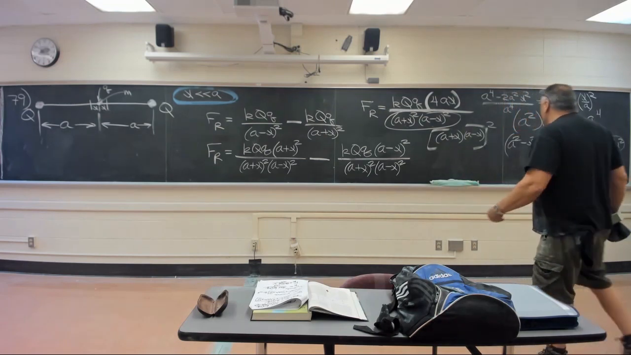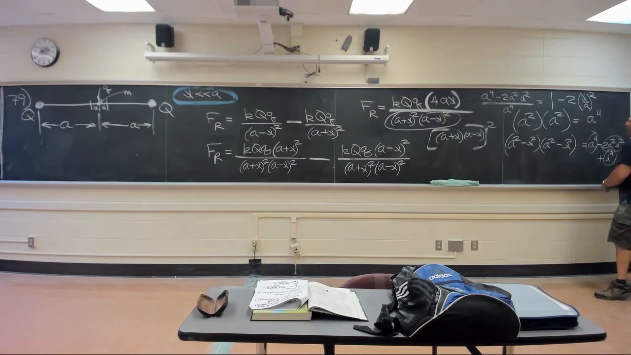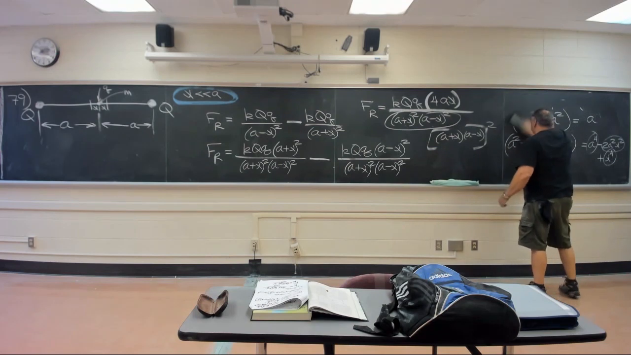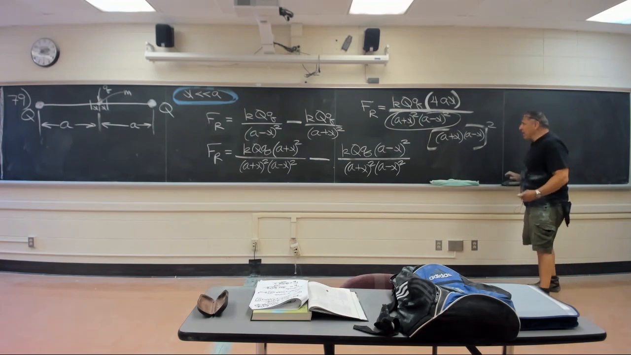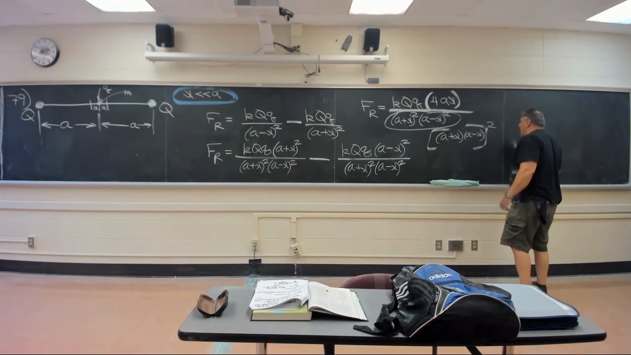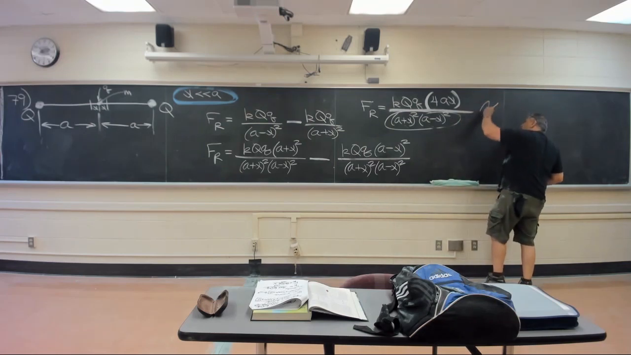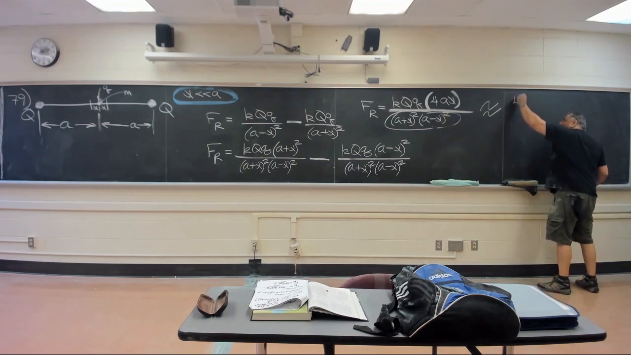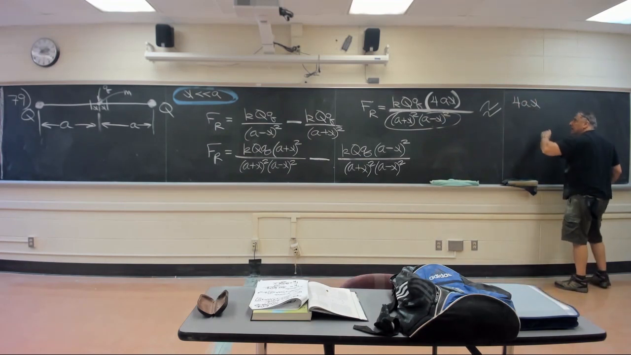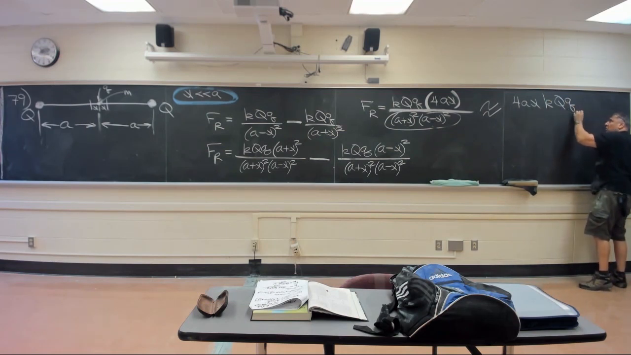So forgive me for kind of beating this thing up a little bit, guys, but when they're saying they're about equal, it's not something they're just throwing at us randomly. It's a valid argument. We said it's a good approximation. This thing right here is approximately equal to 4ax kq over q.